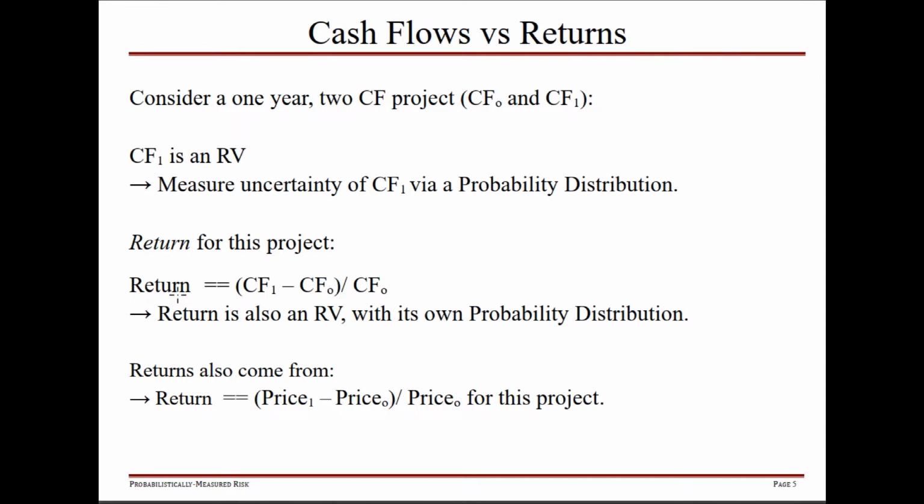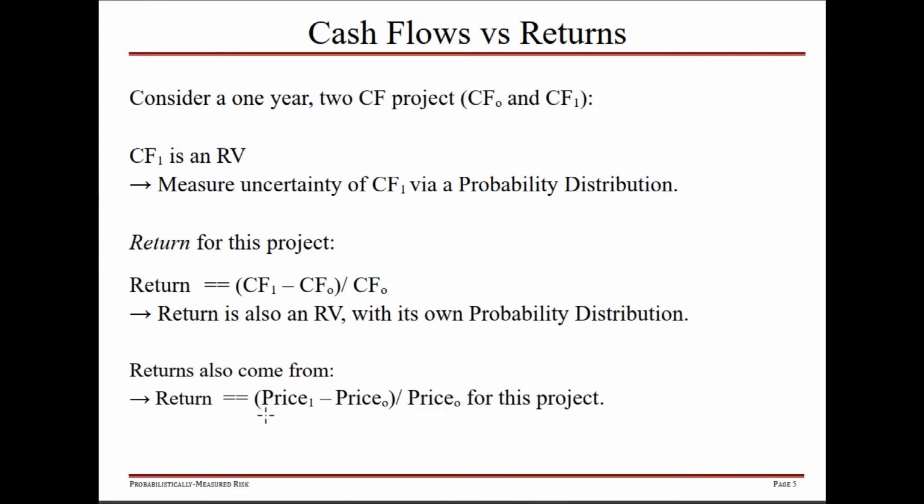Also, we're going to be looking at, in just a second here, returns for projects, and returns are defined in one of two ways. If we're talking all cash flows all the time, (cash flow 1 minus cash flow 0) divided by cash flow 0, and since cash flow 1 is a random variable, random variables in, random variables out, return is going to be a random variable too.